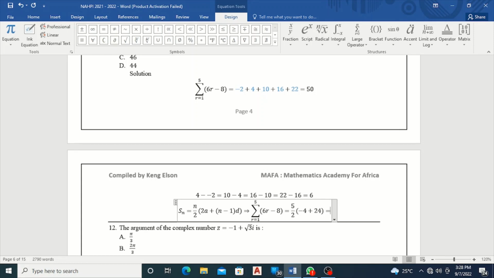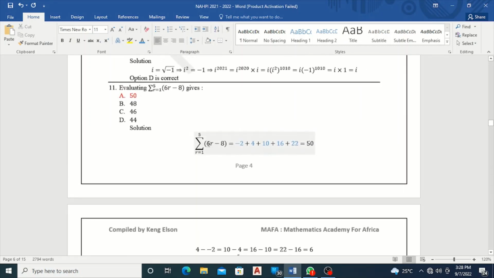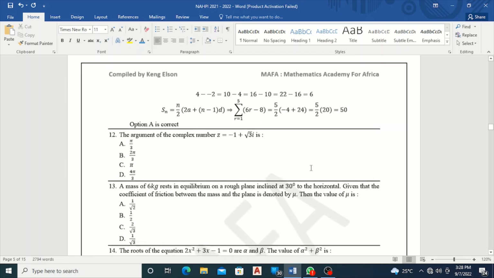Alright, so clearly you see that 24 minus 4 is 20. So we get 5 divided by 2 times 20, right? So 5 times 20 is 100, divided by 2 is 50. So we get option A as the correct option. Option A is correct. Or you can even split it and then use your formula. It all depends on you.